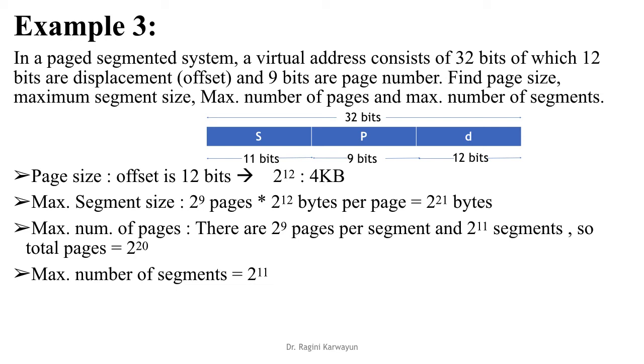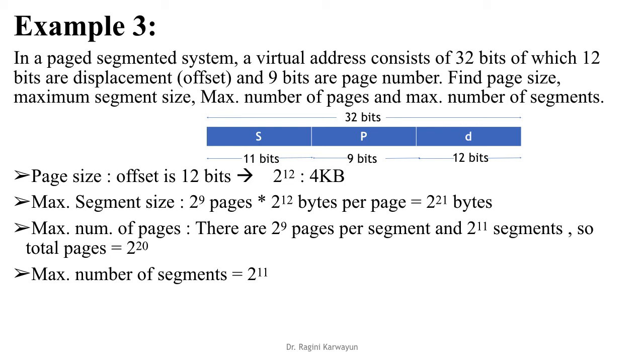पेज नंबर हमारा 9 बिट्स का है, that means total number of pages कितने हो जाएंगे, 2 to the power 9 pages in one segment. तो टोटल 32 बिट्स में से हम 9 और 12 का सम माइनस करेंगे, तो हमारे पास आएगा 11 बिट्स. तो सेगमेंट नंबर will be of 11 bits. So that means there are 2 to the power 11 segments.